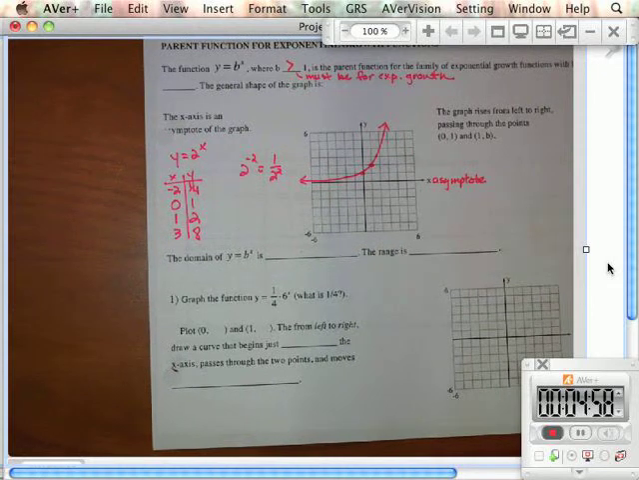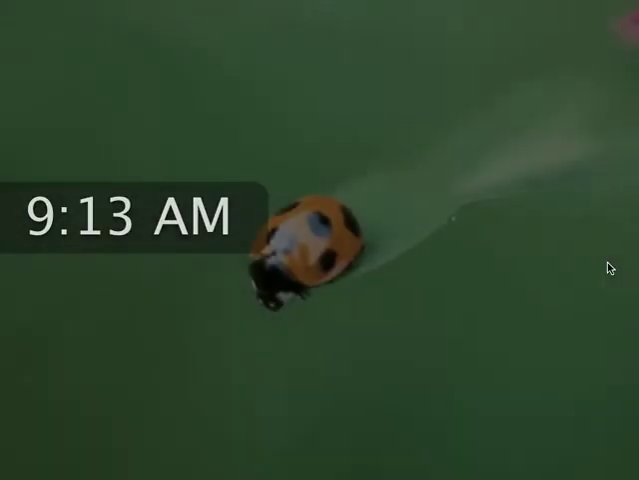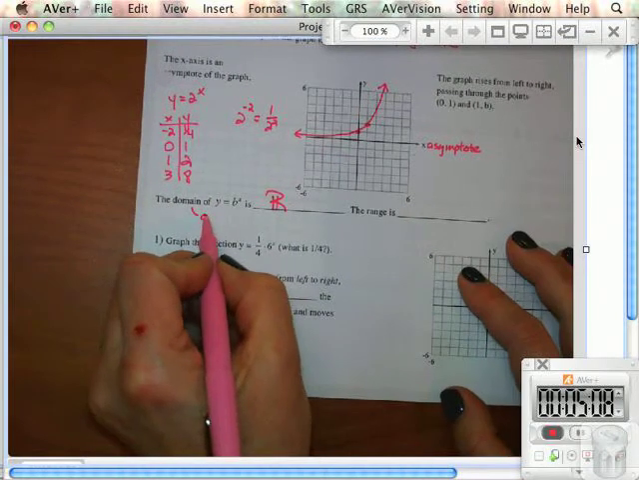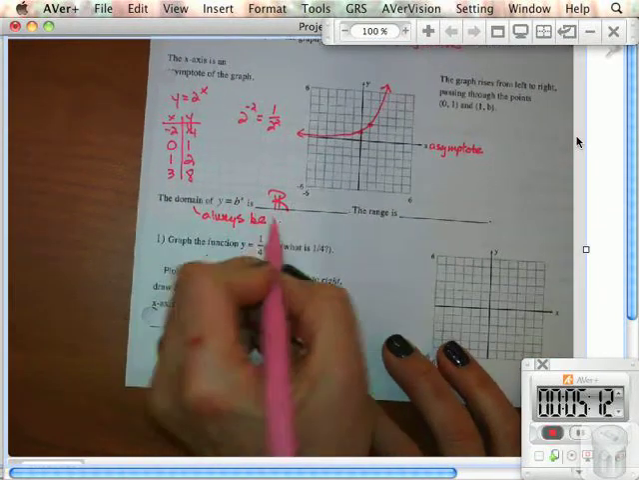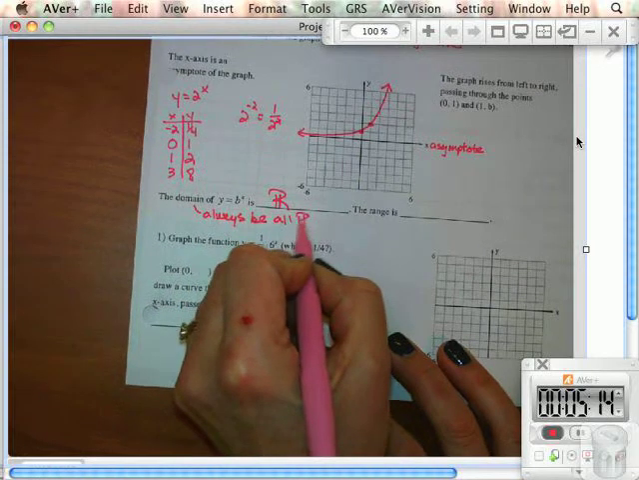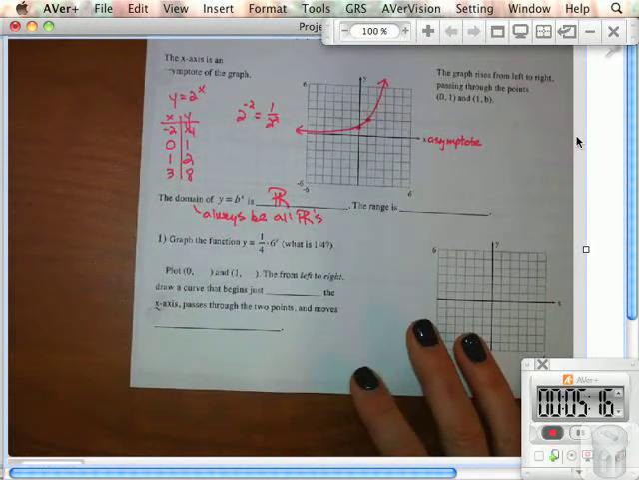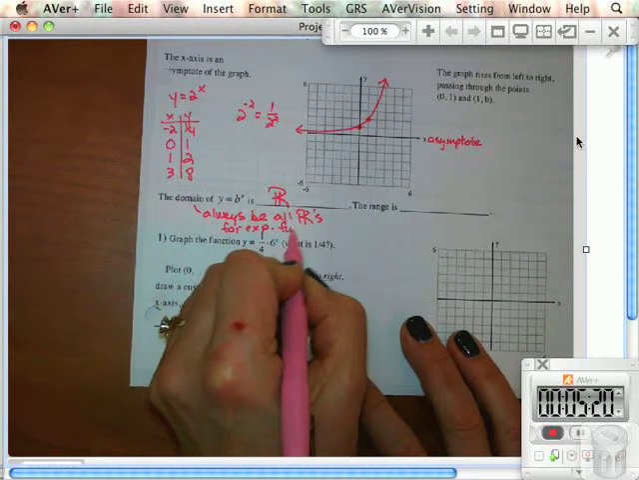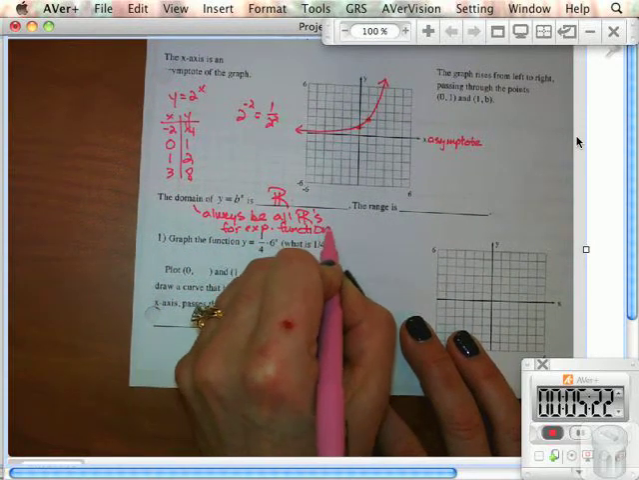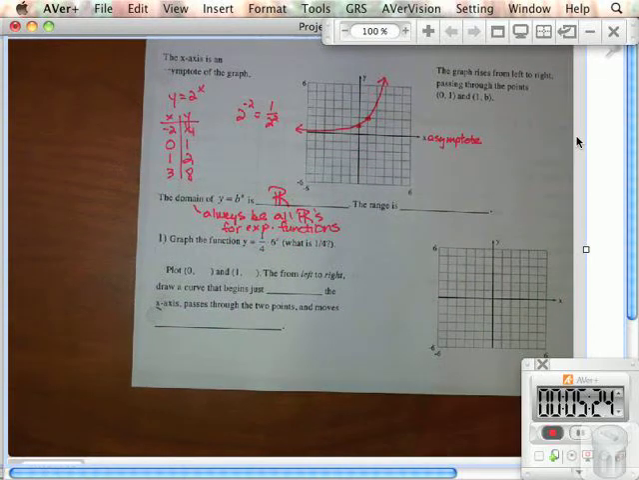The domain of y equals b to the x, or exponential growth, is reals. It will always be all reals for exponential functions. X can be absolutely anything in an exponential function because the graph goes forever.